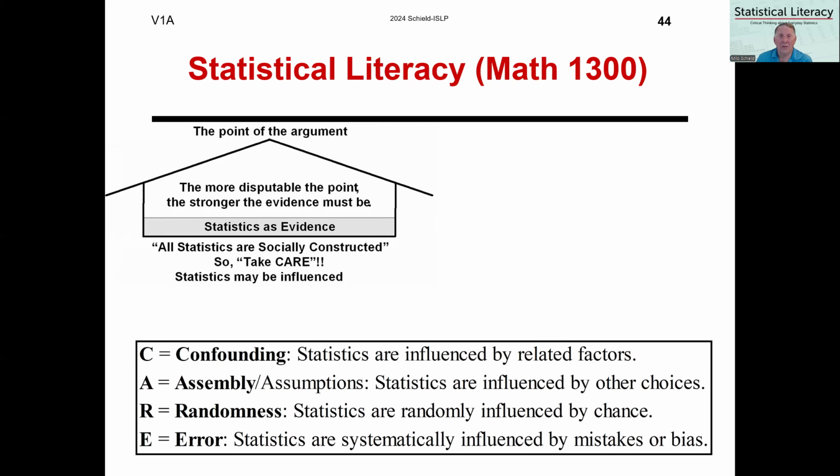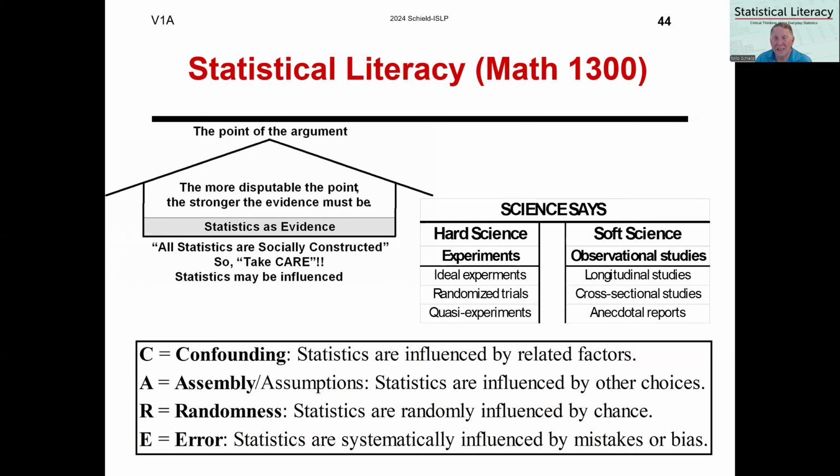Now, there are a lot of different influences on a statistic. So I've grouped them into 4 categories, where the first letter of each category corresponds to the 4 letters in care. R and E stand for randomness and error bias. That's traditional statistical inference, population inference. The first 2, confounding and assembly/assumptions. These are what are unique to statistical literacy.